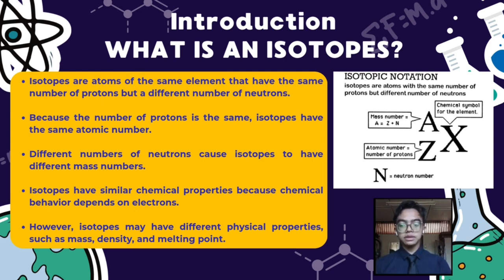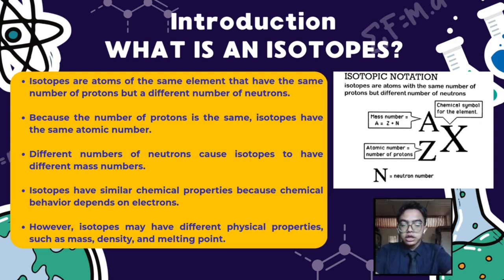Isotopes also have similar chemical properties because chemical behavior depends on electrons. However, isotopes may have different physical properties, such as mass, density, and melting points.